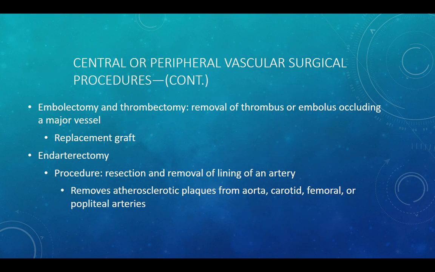Central or peripheral vascular procedures include embolectomy and thrombectomy, the removal of a thrombus or embolus, including in major vessels. You can do replacement grafts and endarterectomy. That's real common in the carotid arteries. They'll go up and dig it out, clean it out, close it back up, and put a Teflon graft over the top of it, and the person does real well. There is a high incidence of stroke from cleaning out those arteries, though.